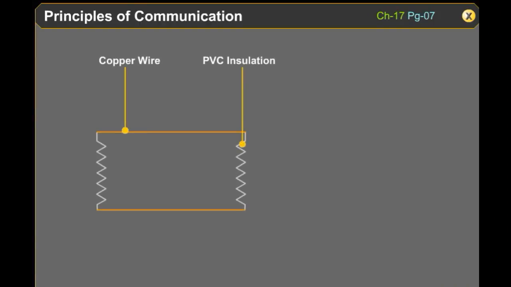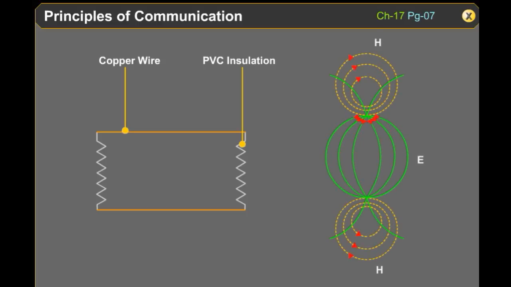Two metallic wires run parallel to each other inside a protective insulating PVC coating. The metallic wires may be flexible or hard depending on the power to be handled. The signal flowing through the wires creates an electric field E and a magnetic field H. In this animation, the solid lines represent the electric field and the dotted lines represent the magnetic field.